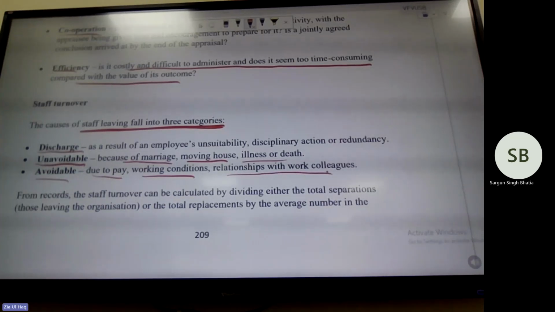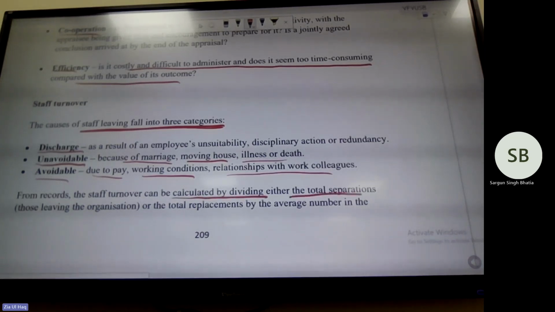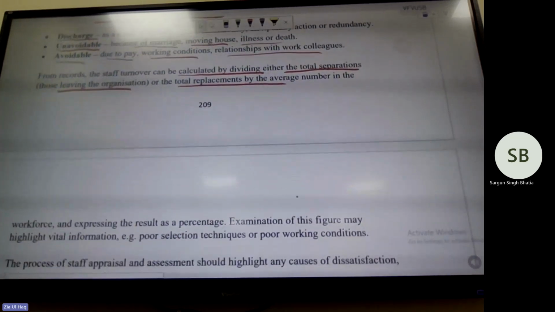Or due to discharge. Obviously, if an employee is not working properly, you will dismiss him. So from records, the staff turnover can be calculated by dividing either the total separations, those leaving the organization, and total replacement by the average number in the workforce. That is how staff turnover can be calculated.